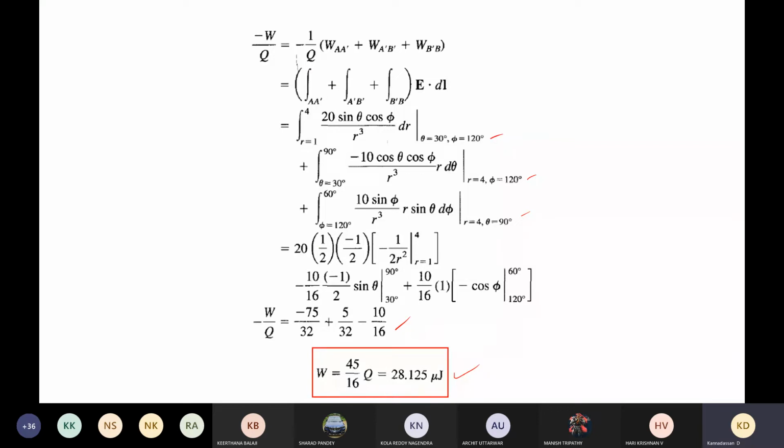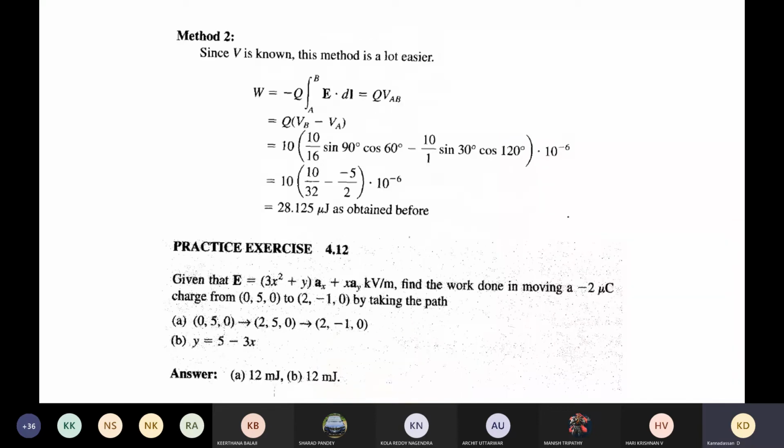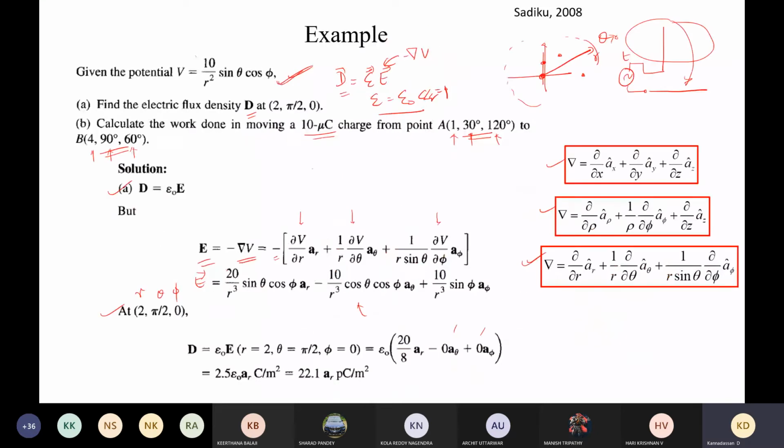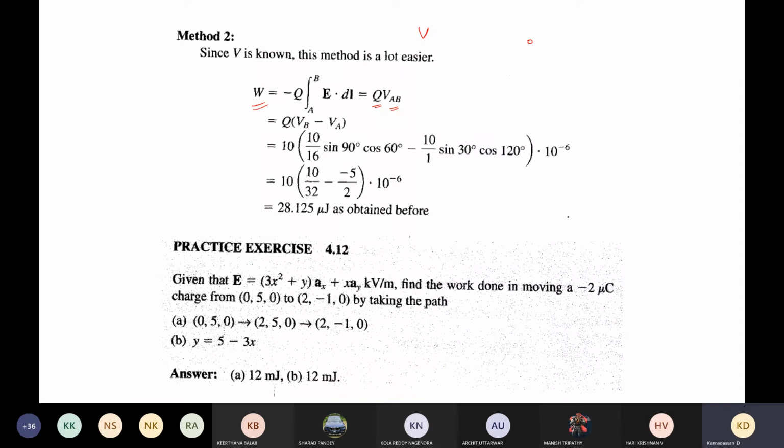This is a very easy procedure, but still easier is applying the potential. We already know that the total work done is nothing but Q times the potential difference between points A and B. And V is already given here. Since V is given, we just have to calculate VA and VB, find the difference, and multiply with Q. Then you will get the work done.